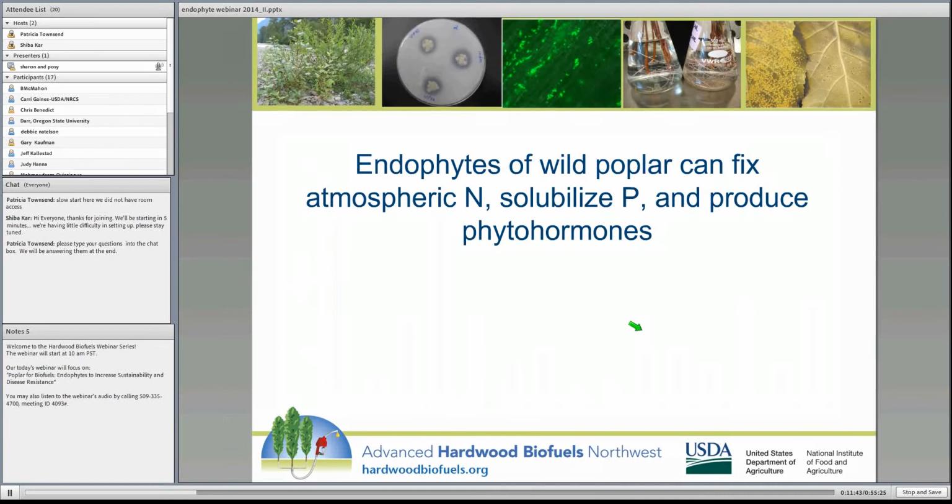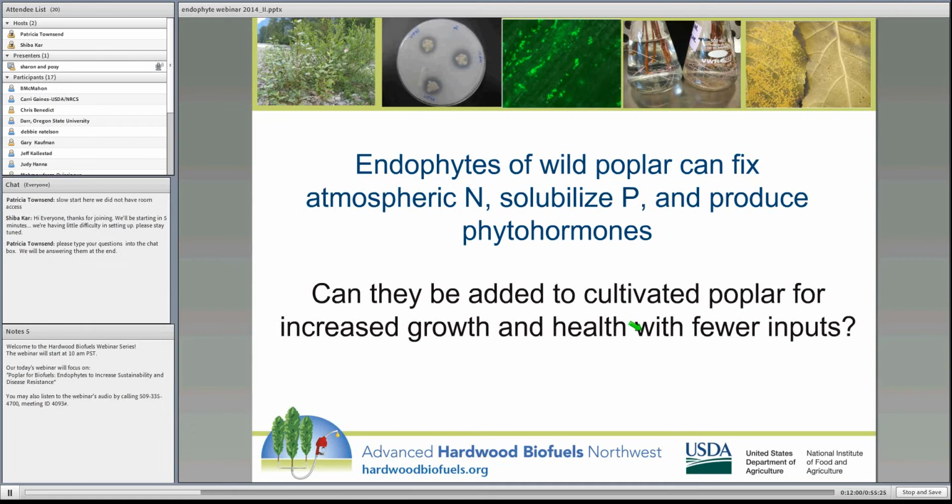So we've shown in culture that the endophytes from the wild poplar and also from willow can fix atmospheric nitrogen into ammonia. They can solubilize phosphate, and they produce phytohormones. So the key question here is, can we add these back to cultivated poplar for increasing the growth and health with fewer inputs?